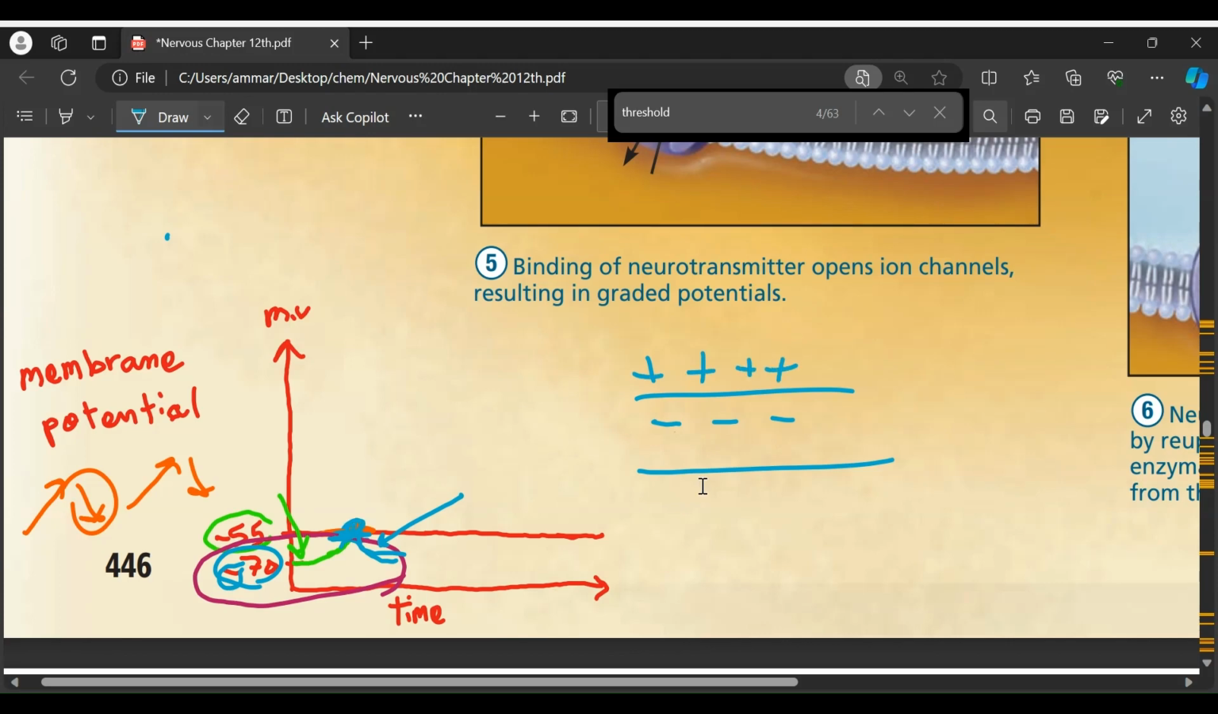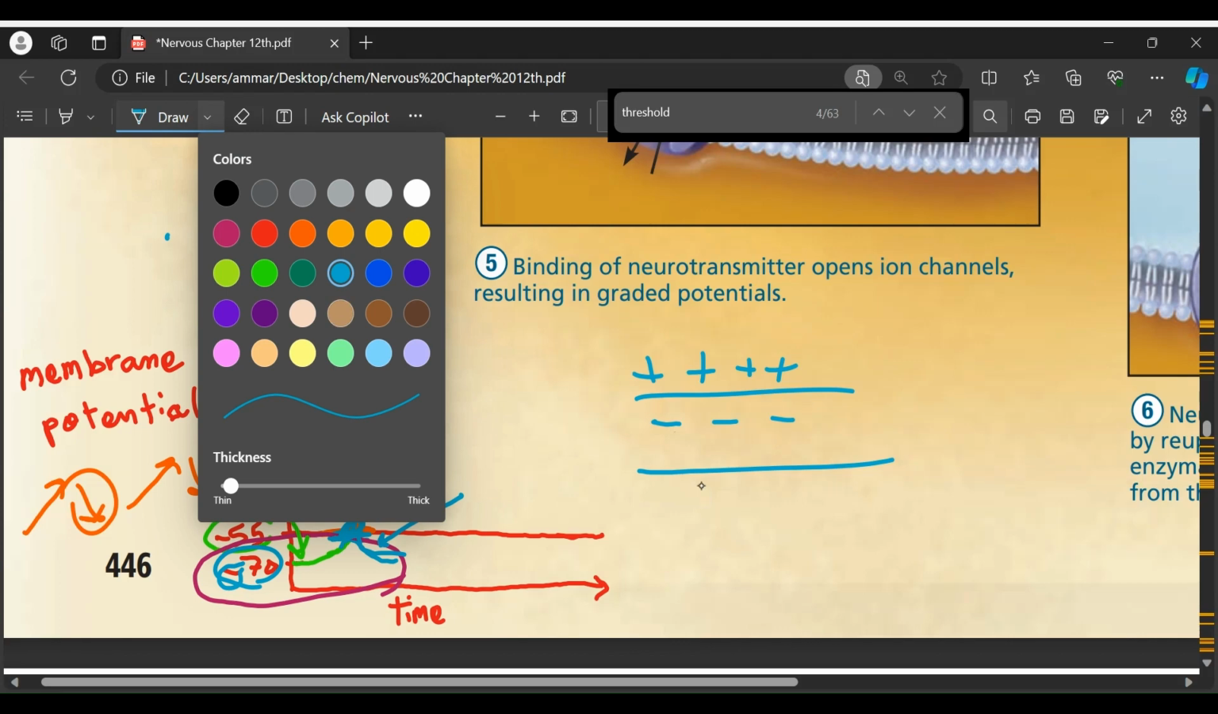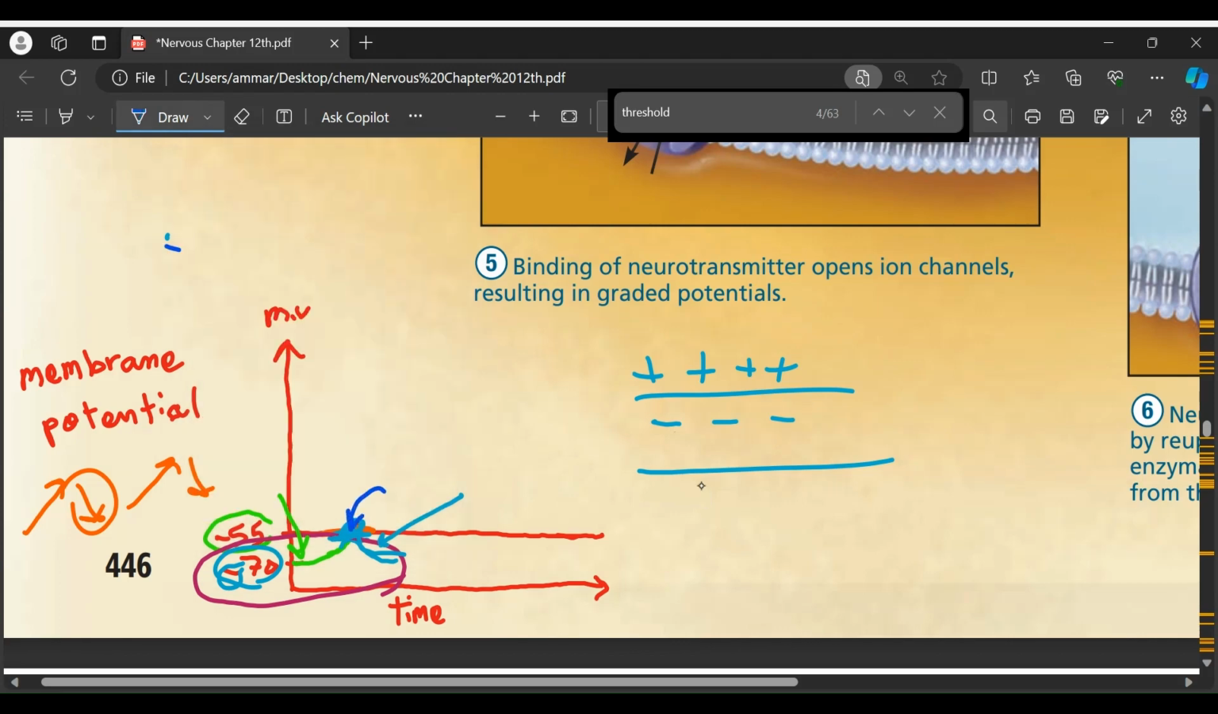At this point, if potassium, which is positive, goes outside, the negativity on the inside will go higher and higher as potassium ions continue to go by passive diffusion to the outside. The negativity will go higher.